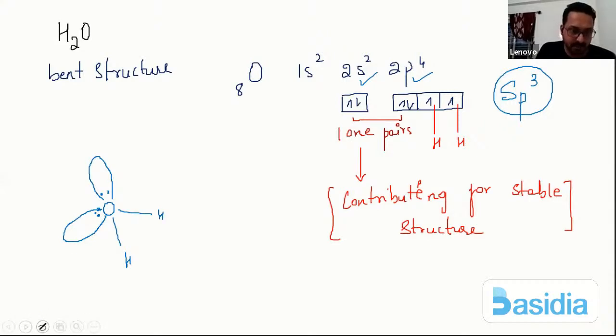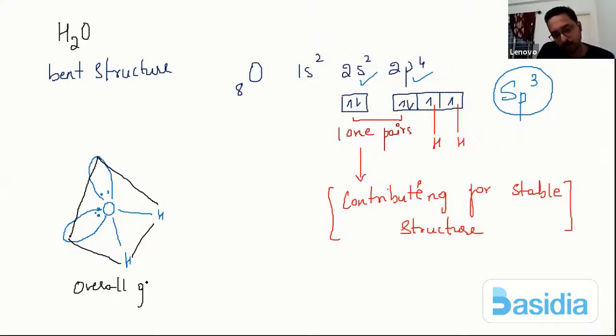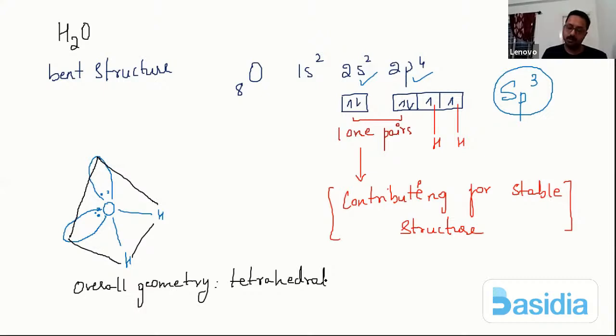Even if I try to connect the points, I clearly understand that the overall geometry of this is going to be tetrahedral. Overall geometry is tetrahedral, correct?